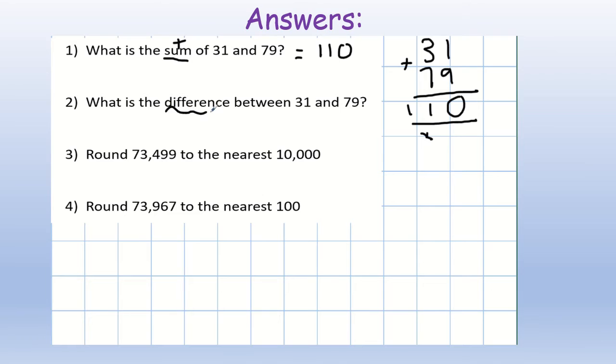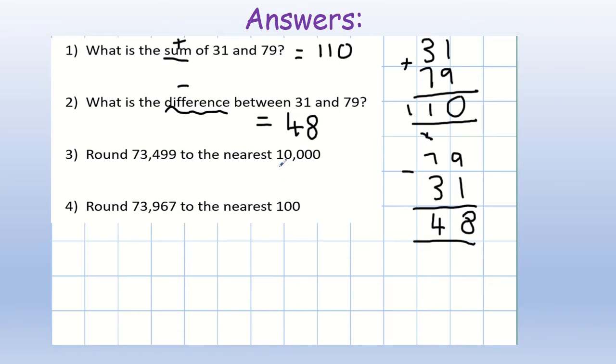Question 2 asks for the difference between the same numbers. Again, it's checking your understanding of vocabulary. The difference means we are subtracting. So this time you need to start with the larger number. 79 subtract 31. 9 take away 1 is 8. 7 take away 3 is 4. So your answer is 48.